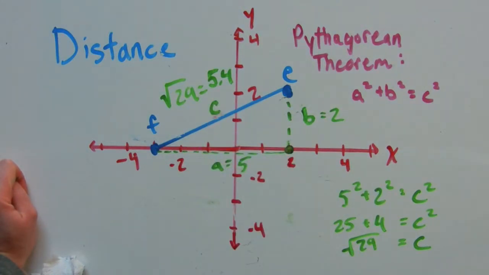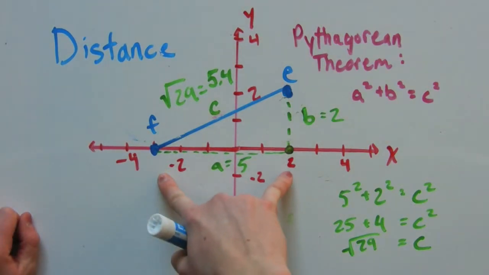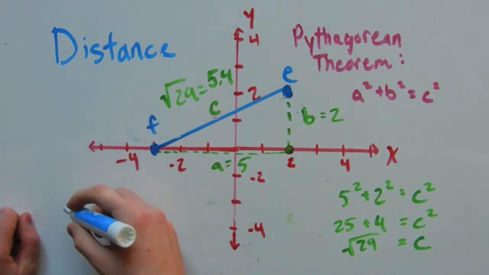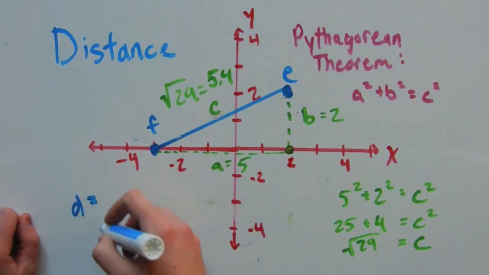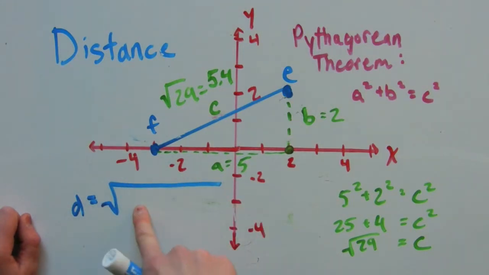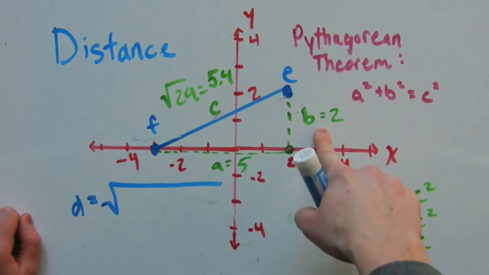So let's go ahead and look at the distance formula. So we're going to say our distance D is equal to the square root of our a squared plus b squared.